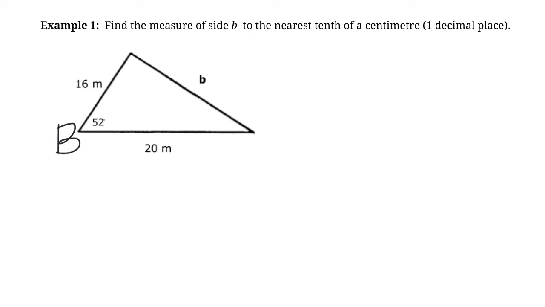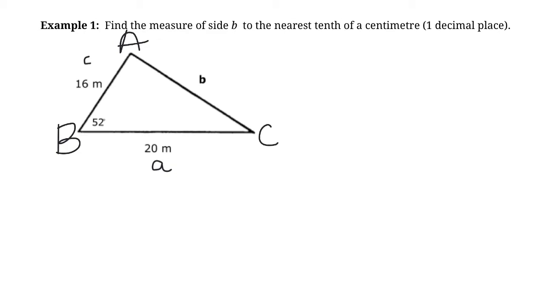I'm going to keep it simple and call this top angle angle A and this bottom corner angle C. If this top angle is angle A, that means the side directly opposite would have to be side A, so I'll put a lowercase letter a. And if this is angle C, that means the side directly opposite from angle C would have to be marked as little c.